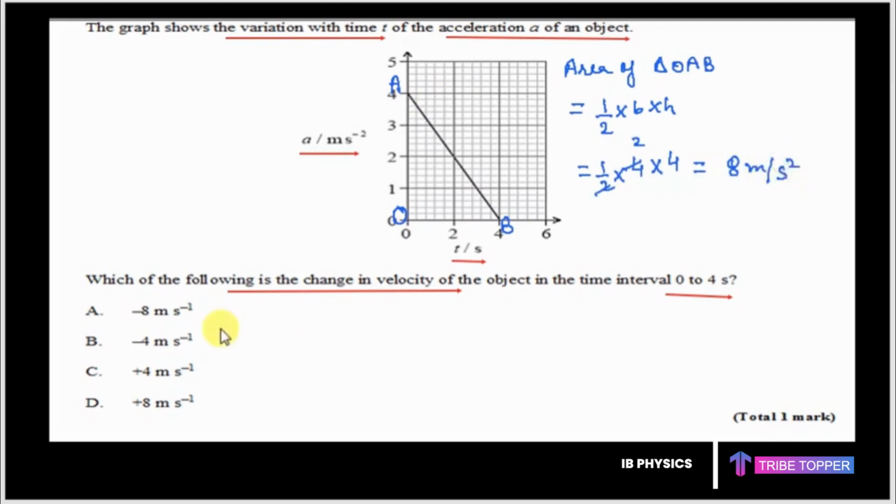Don't get confused with 8 meter per second, sorry. Don't get confused with the negative sign here, thinking that because it's retardation, the acceleration is negative, but the change is not negative. The change is just the change, right? It's just a number. So we got it as 8 meter per second. So the correct option is D.